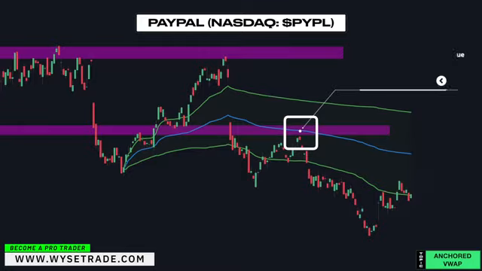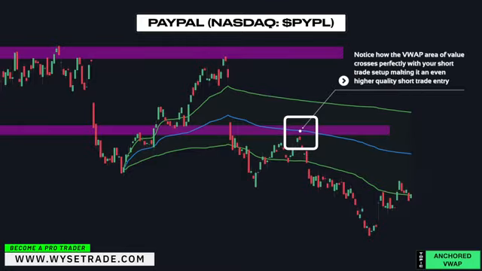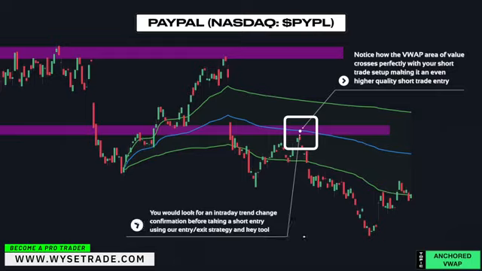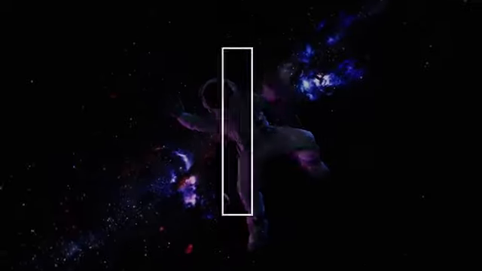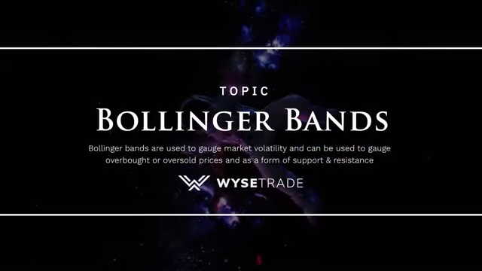Notice how the VWAP area of value crosses perfectly with your short trade setup, making it an even higher quality short trade entry. You would look for an intraday trend change confirmation before taking a short entry using our entry and exit strategy. So next, Bollinger Bands.